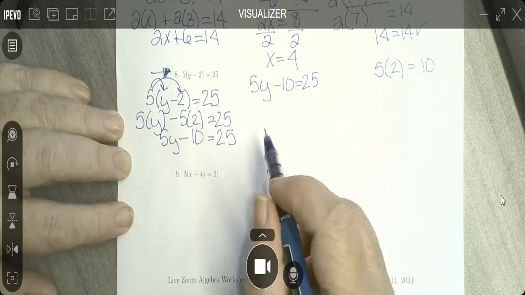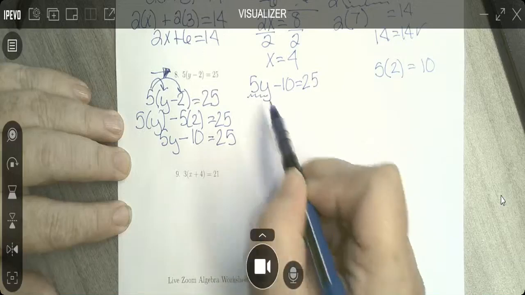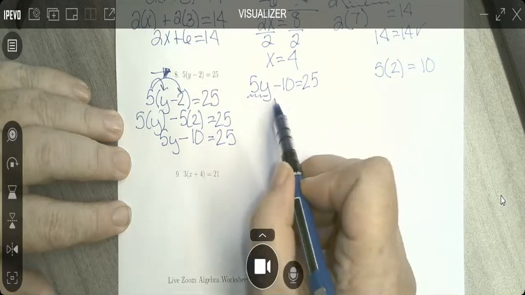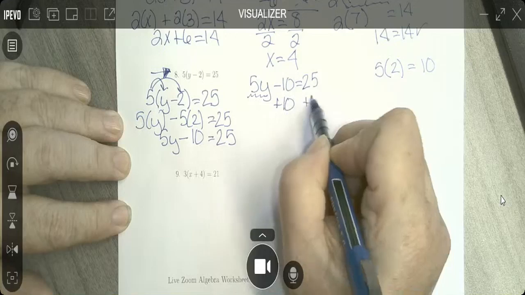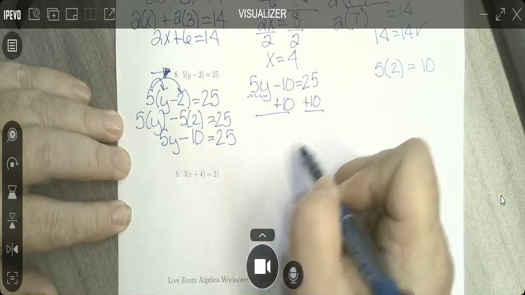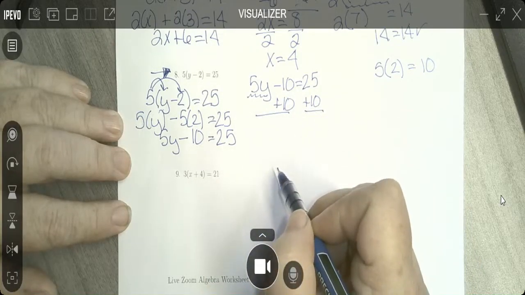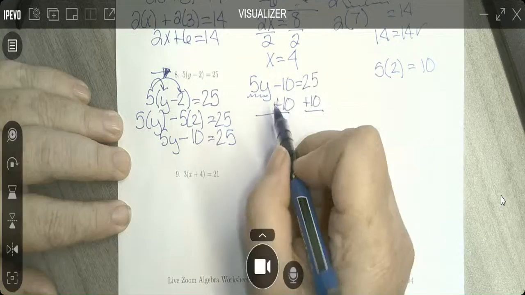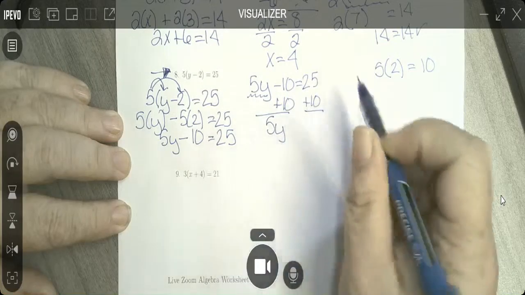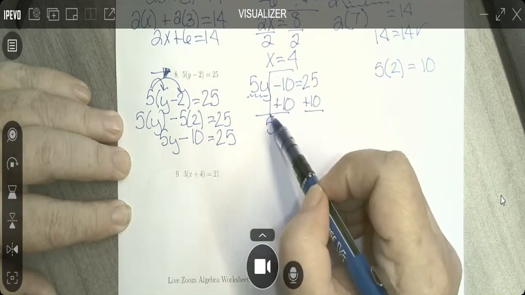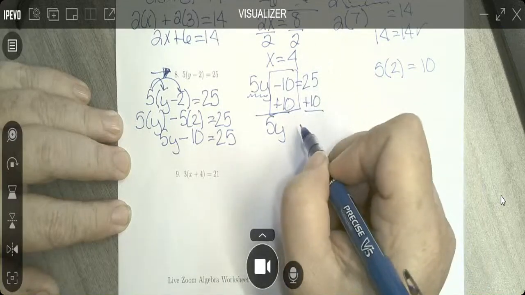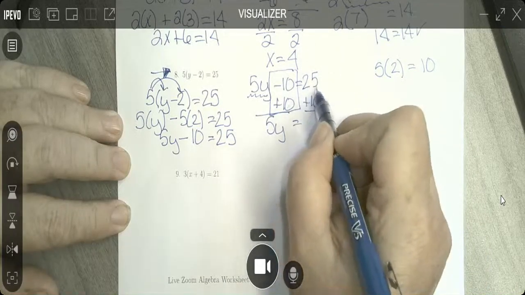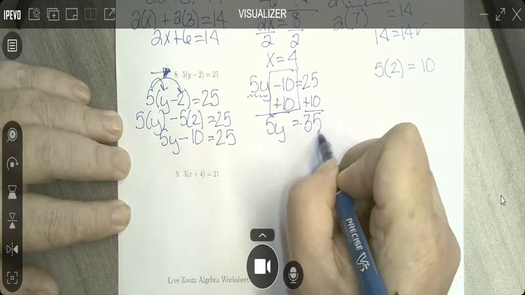Okay, now I want to get 5y by itself to start with. What's the opposite of subtracting 10? We're going to add 10. Notice I'm making my lines there so I can follow if I have a mistake. I'm going to have 5y. Now I want you to notice that right here, negative 10 plus 10 is 0. Okay, and I don't have to write 0. Equals 25 plus 10 is 35.